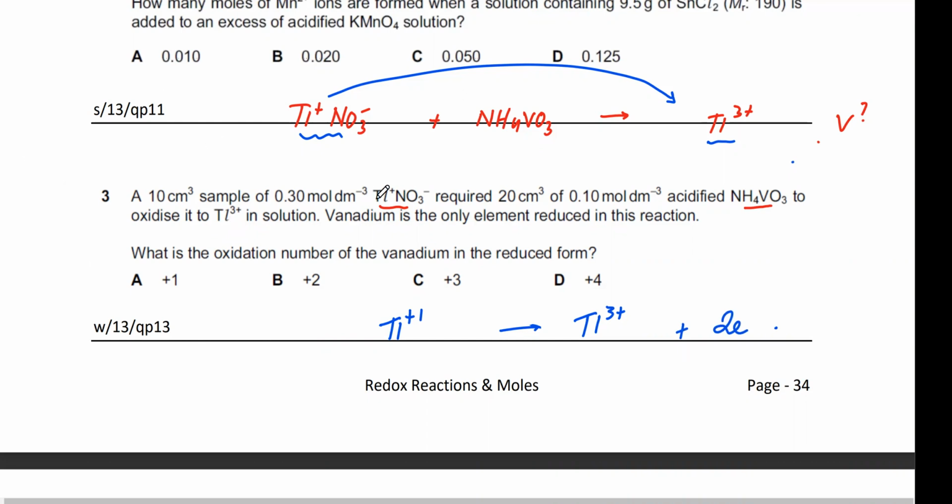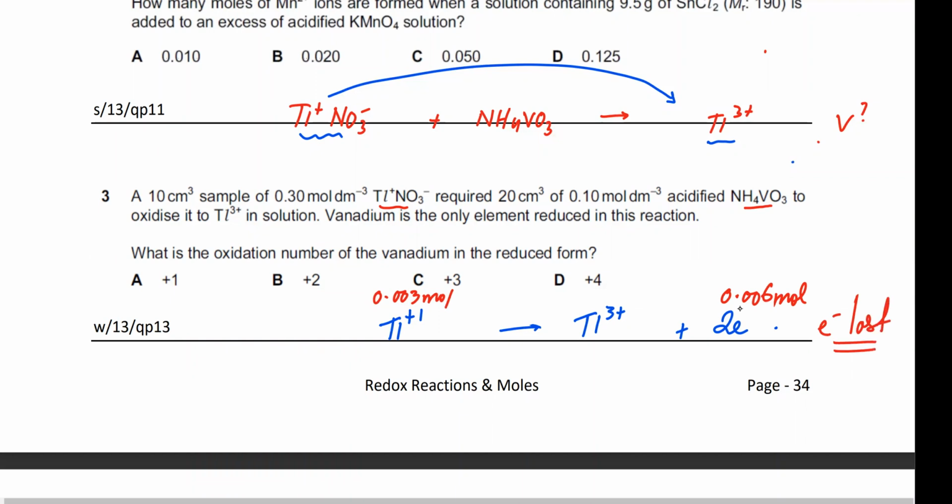Can I find out the moles of Tl+1 NO3-1? I can, because the sample is given. It's 10 cm cubed of 0.3 mole per dm cubed. So can anyone calculate how many moles of Tl+1 I have? What's 10 into 300 divided by 1000? So you're getting 0.003 moles. So how many electrons are going to be produced by these? This is Tl+1, same moles. So 0.003 moles would produce, it's 1:2. So the moles of electrons that would be produced would be 0.006 moles. So these are the electrons that are being lost.